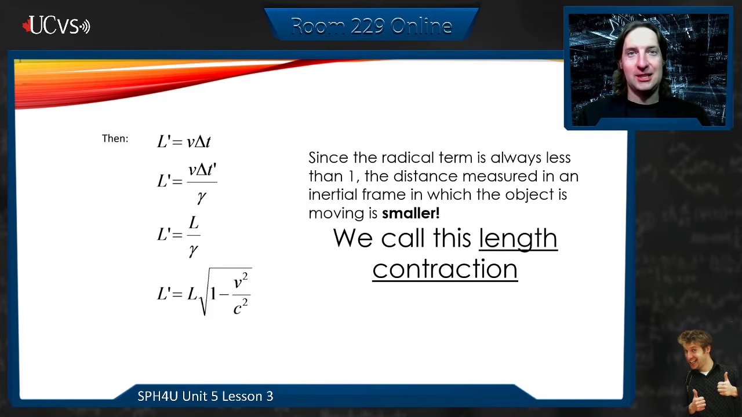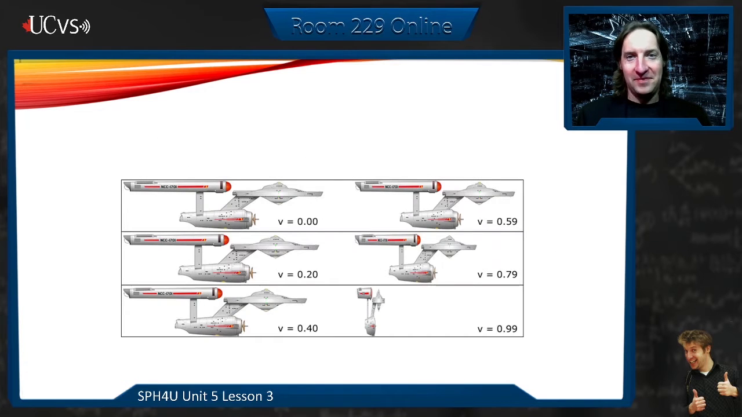The people inside the spaceship won't see any change. They'll see the world outside contract. We from the outside will see the spaceship contract. This is mind-boggling. So really, if I'm watching the Starship Enterprise fly by me at 0.99c, I will not see the rest frame Starship Enterprise. I will see this contracted, this squished one.